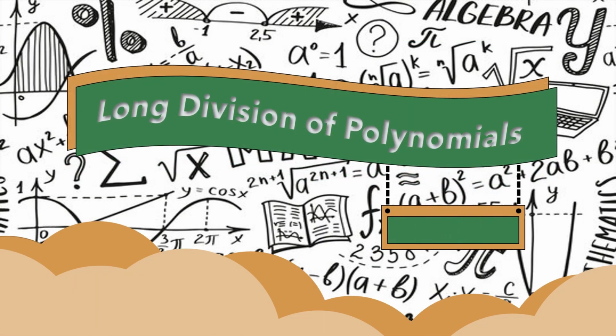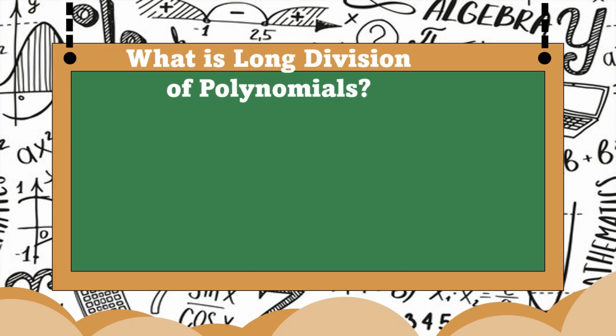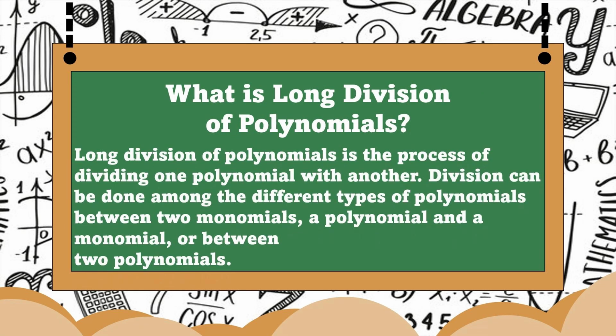So let's proceed to our main topic, and that is the long division of polynomials. This is the main topic of my lesson. So what is long division of polynomials? Long division of polynomials is the process of dividing one polynomial by another. Division can be done between two monomials, a polynomial and a monomial, or between two polynomials. So long division of polynomials is a long division, but it contains variables, coefficients, constants, exponents, and operations.